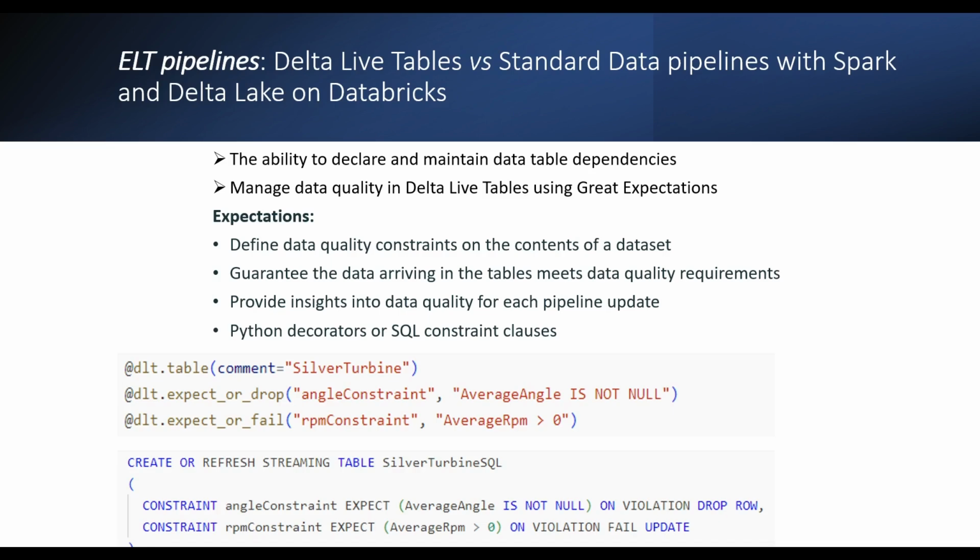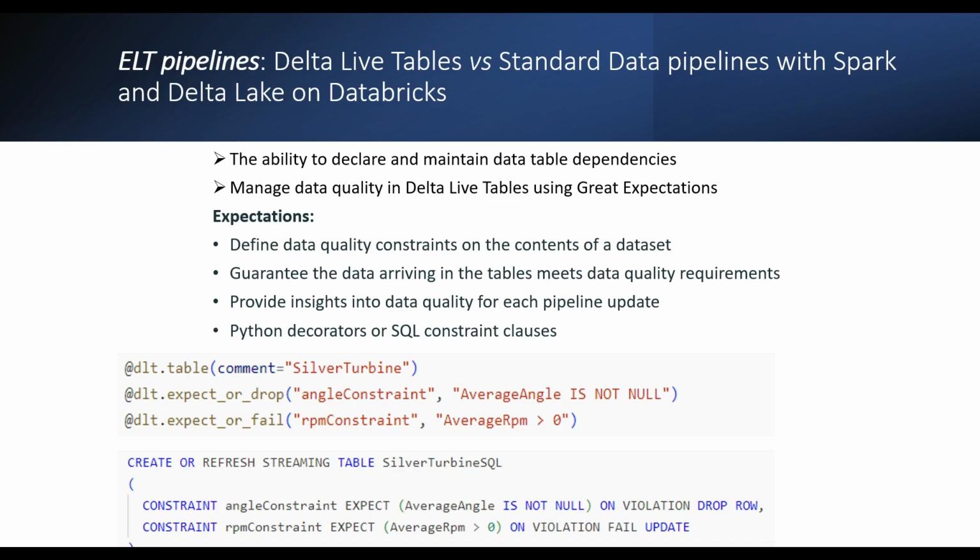using Great Expectations, meaning that we can define data quality constraints on the contents of a dataset. It guarantees that the data arriving in the tables meets data quality requirements, and we can have insights into data quality for each data pipeline update. We can use either Python decorators or SQL constraint clauses.